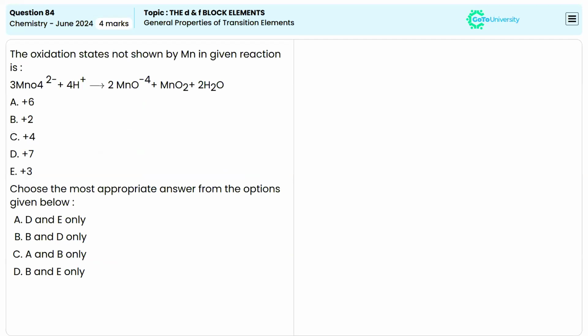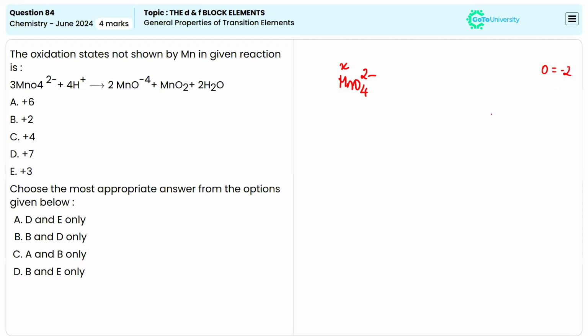Now, the next one. The oxidation state not shown by manganese in the given reaction is what? First of all, we have to find out the oxidation state. Manganese is a transition element, right? They can show variable oxidation states. So here first we have to find out the oxidation state of manganese. So first let us consider MnO4 2 minus. First, listen. Okay. So manganese has an oxidation number, I'm taking it as X. And oxygen is always minus 2.